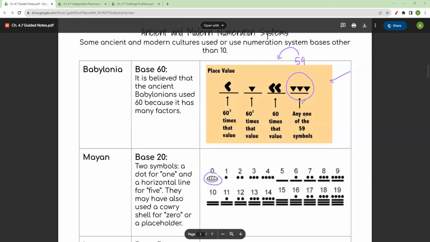So they have 59 ones in this group before it moves over to the next. And this would be represented by just a 1. It wouldn't be a 59 because they're using a different base system.